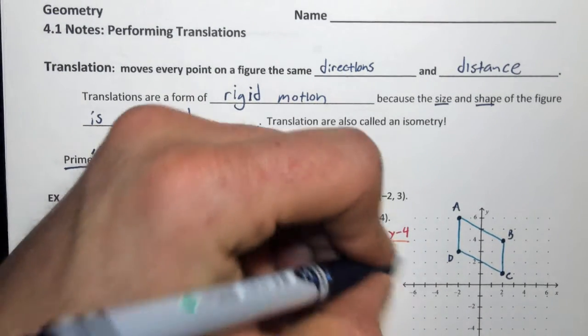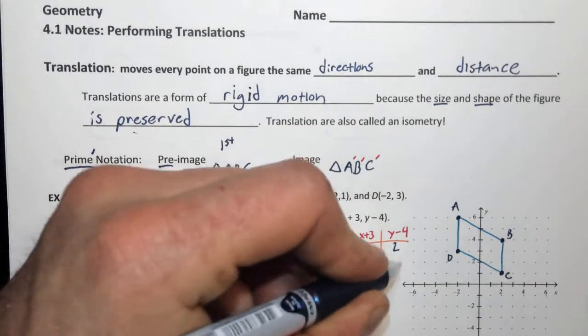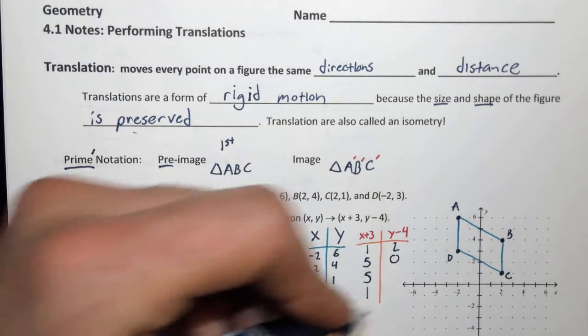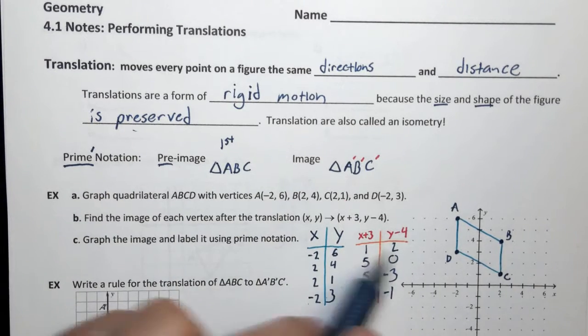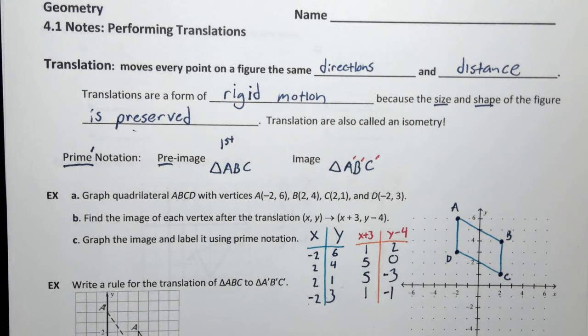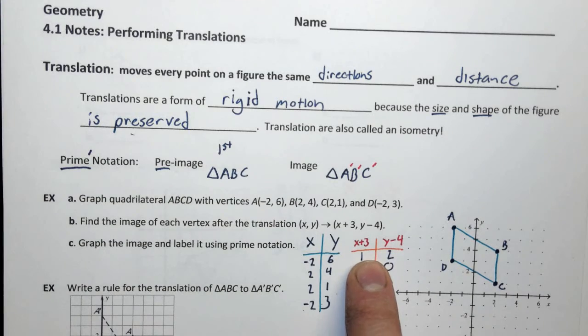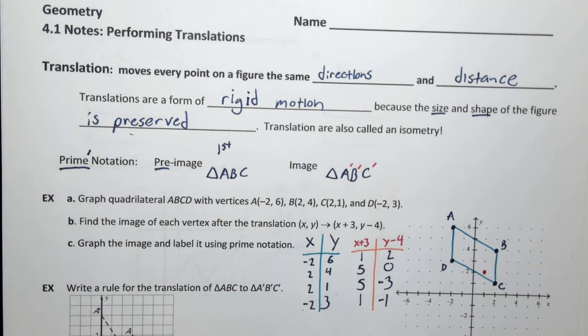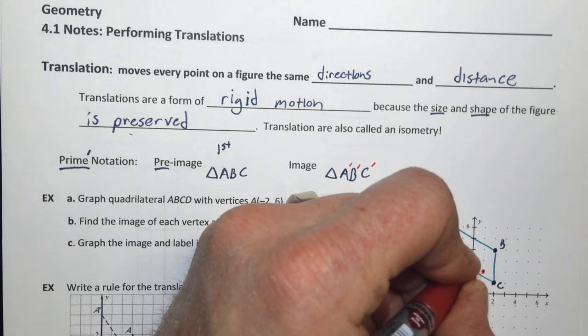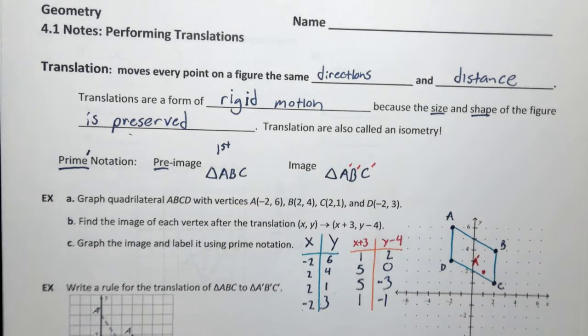6 take away 4 is 2. 4 take away 4 is 0. 1 take away 4 is negative 3. And 3 take away 4 is negative 1. Now we can just simply plot those points right there, and we'll be good to go. Let's start with our first one, 1, 2. I would go 1 unit over and 2 units up. This is going to be my new location for point A, which I would call A prime.